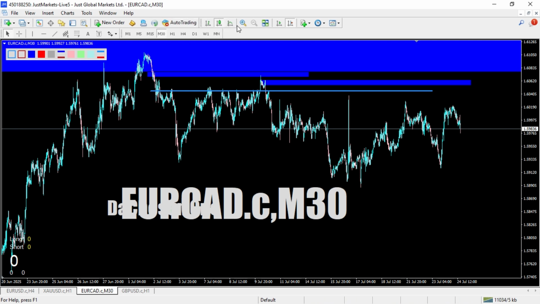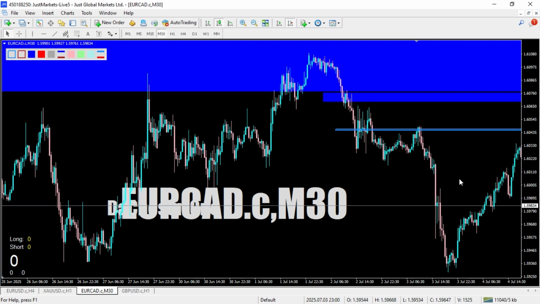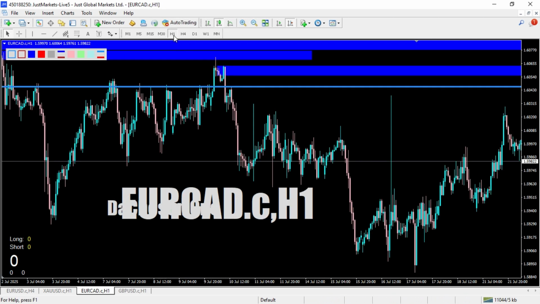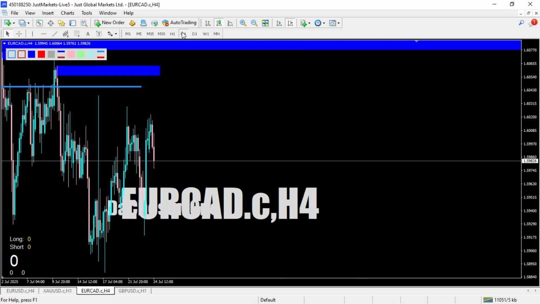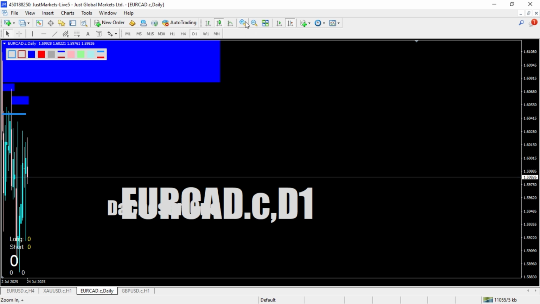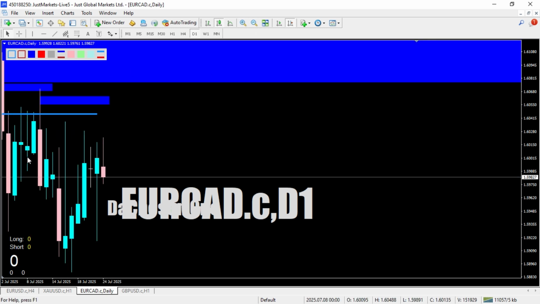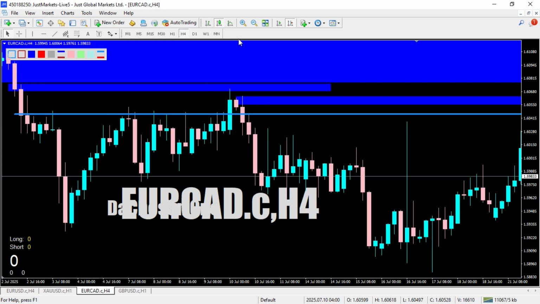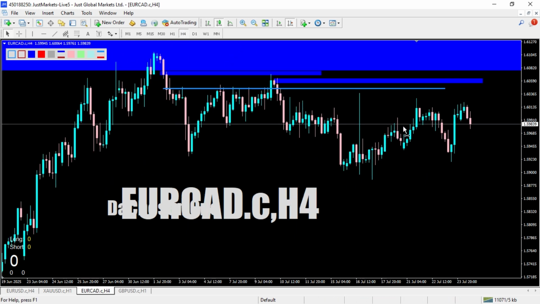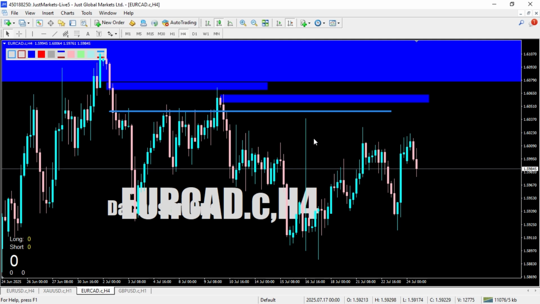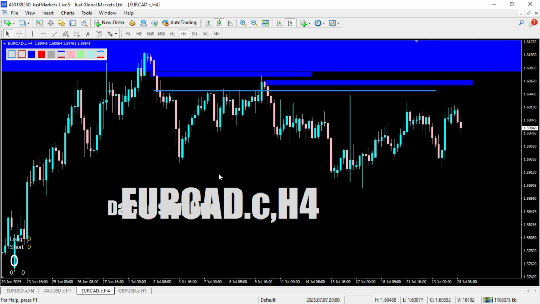So now let's look at our confirmation. As you can see, there's confirmation. Let's look at the daily. There's also confirmation, as you can see. This confirmation is giving us a strong indication that price will move to the downside. So we can place our entries here confidently.